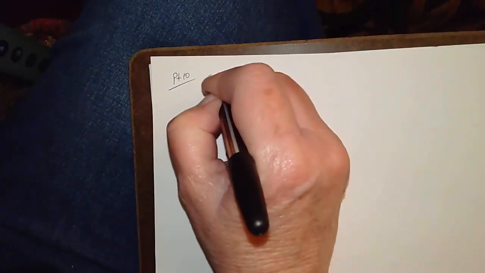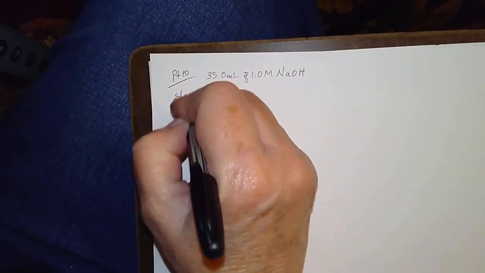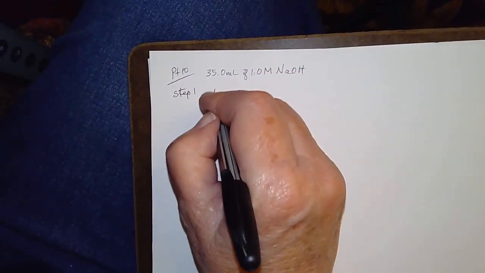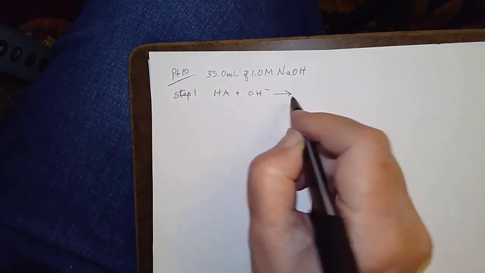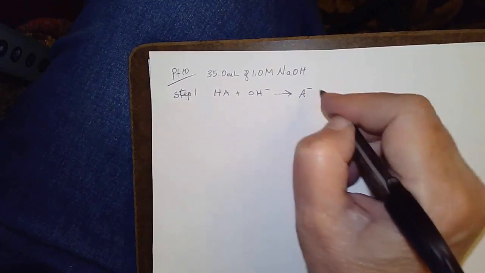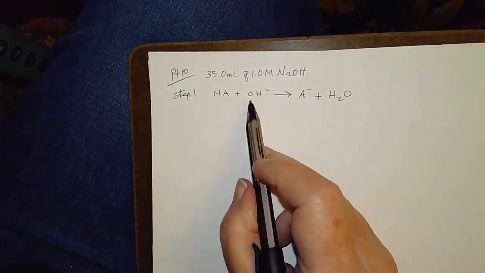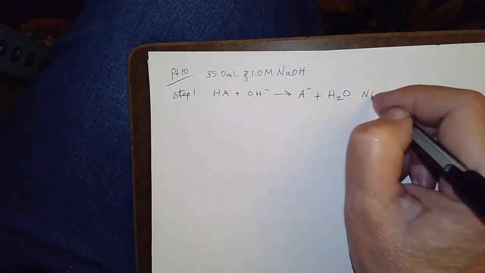At point 10, I have added 35 milliliters of 1 molar sodium hydroxide. All right, so we're going to let it react, step 1. I've got to let the weak acid react with a strong base. This is a reaction, not equilibrium. I make the salt, the conjugate base of the weak acid, and water. The sodium that would normally be on these two is a spectator. So this would be my NIE.